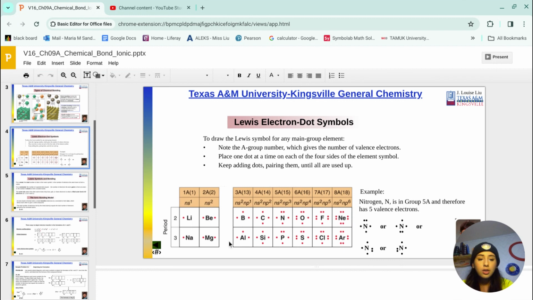Nitrogen is in group 5A, so therefore it has 5 valence electrons. It can actually be shown 4 different ways, as long as there is a set of 2 electrons on one side and there are 3 on all the others. You can see the different ways that they showed it there.